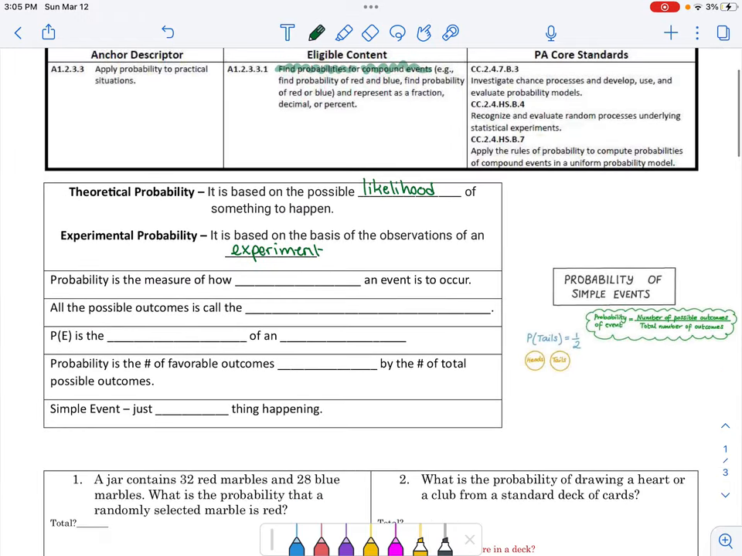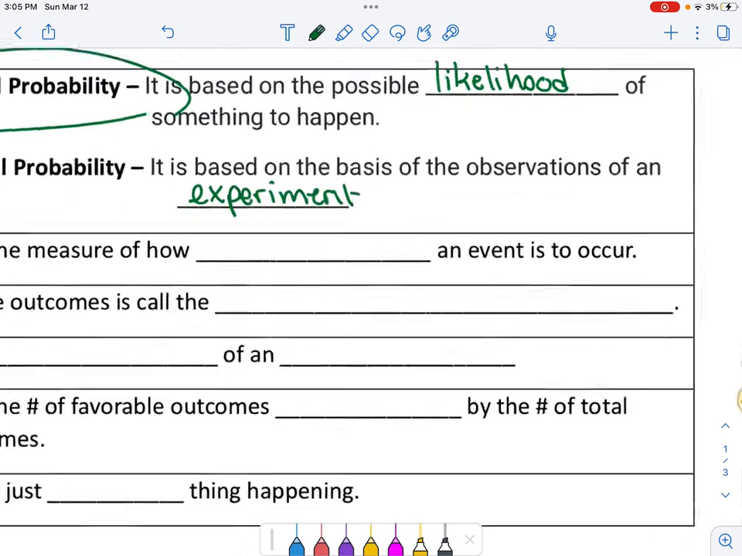All right, so we're going to talk about theoretical probability. That's something you can't change. Like, it's not based off a survey you made. It's not based off of a test that you run. It's just like, there's two sides to a coin. That's theoretical probability. Or there's 6 sides to a die. That's theoretical probability. Probability is the measure of how likely an event is to occur.